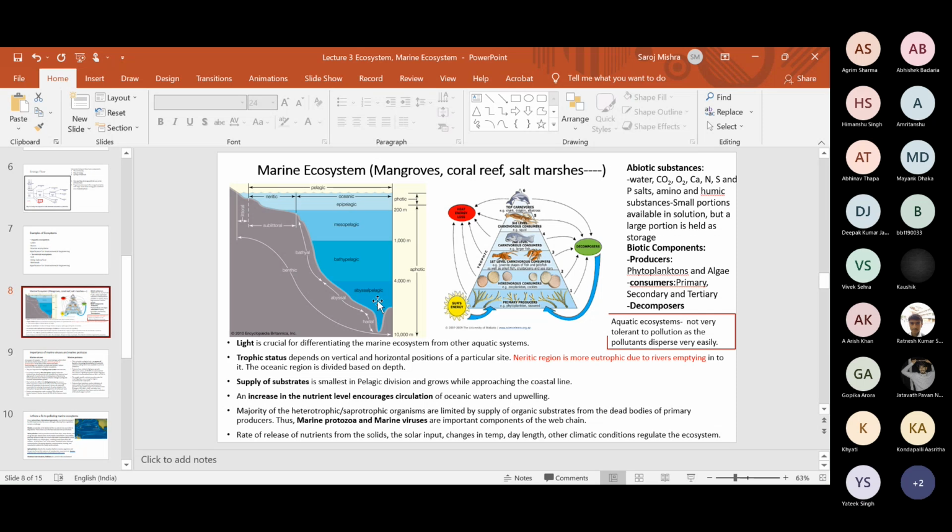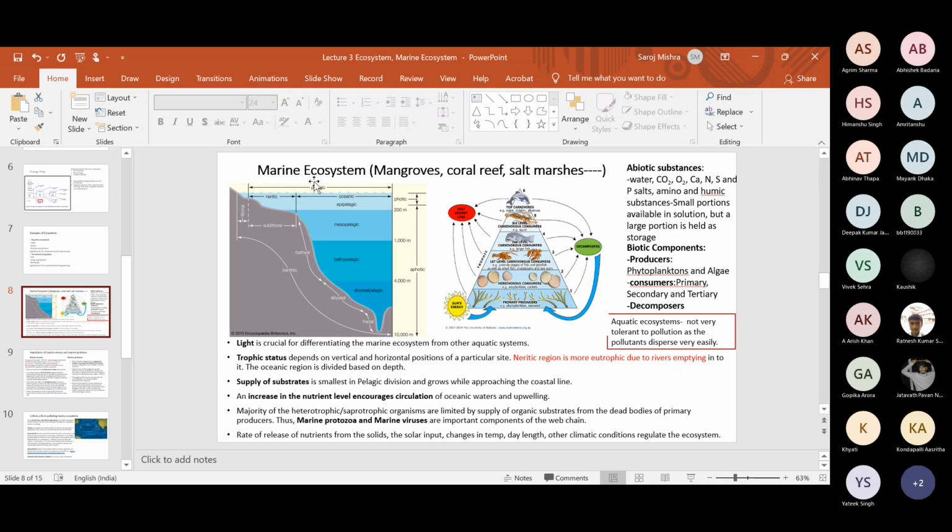Is this slide visible to everybody on the marine ecosystem? Yes, ma'am. Okay, all right. So please pay attention, because there are a lot of very interesting and new things which you are going to see in this slide, and you will certainly begin to appreciate how important it is for all of us.